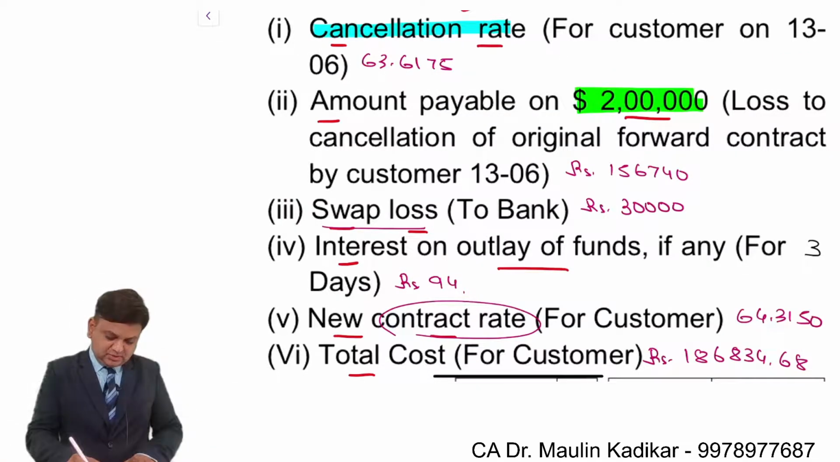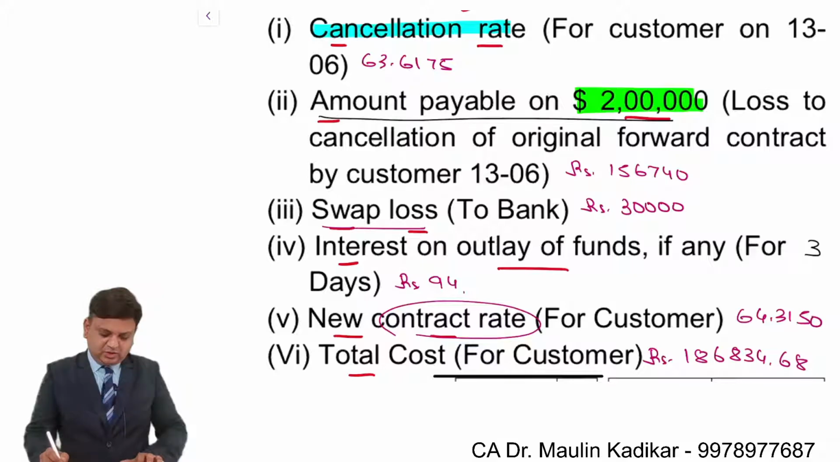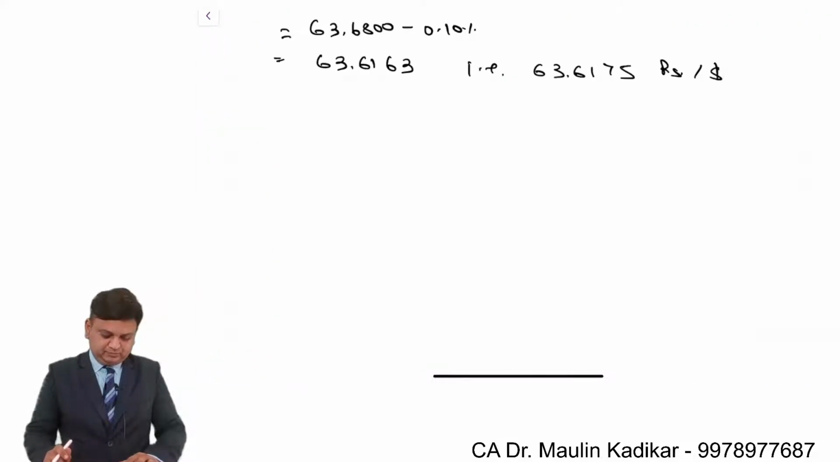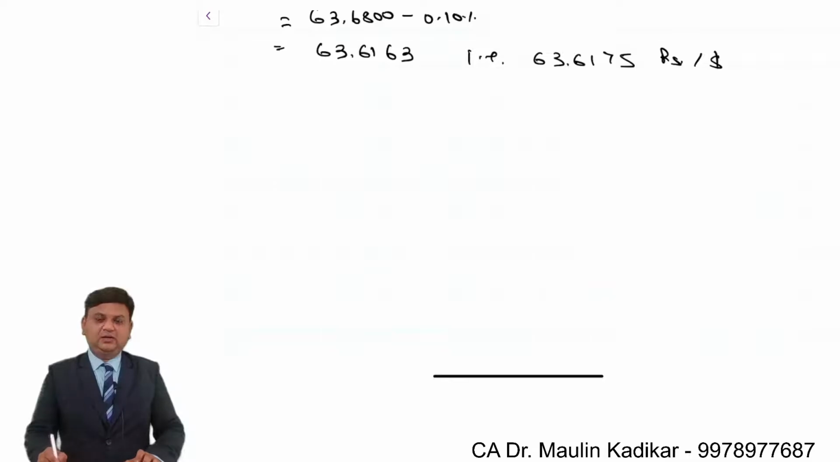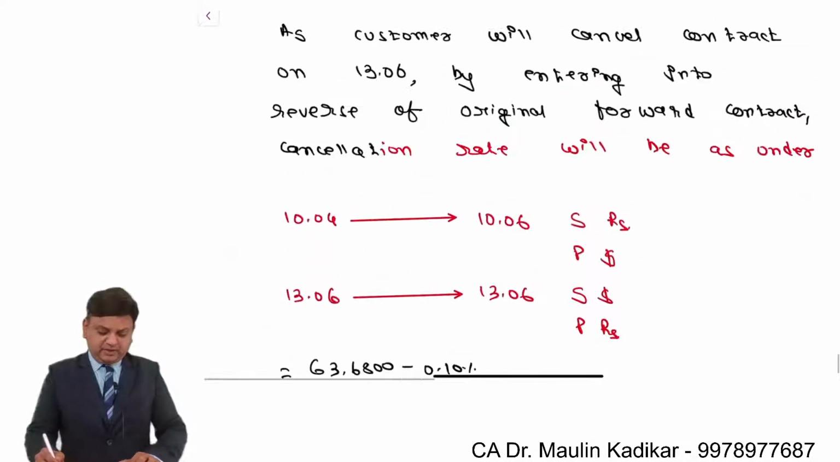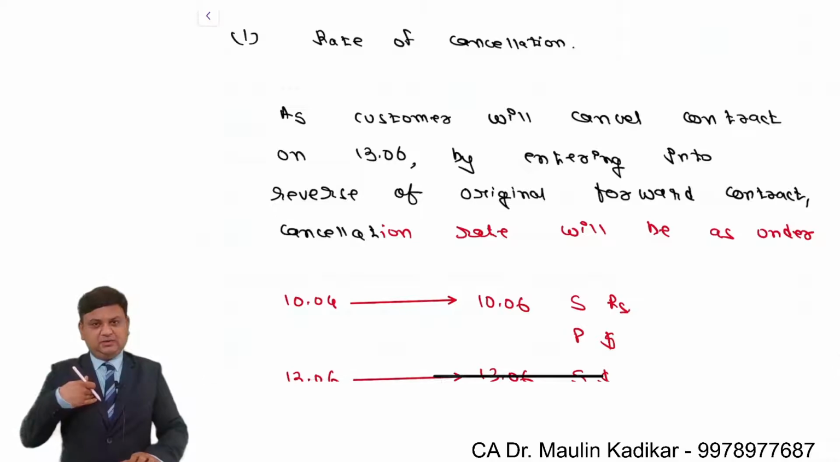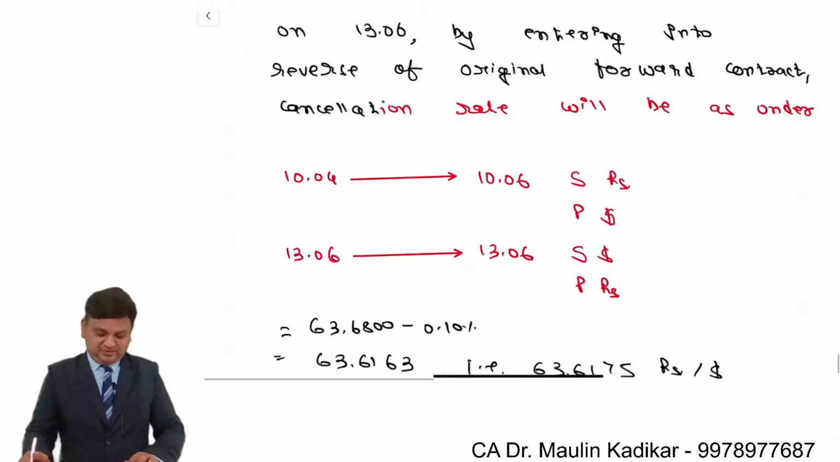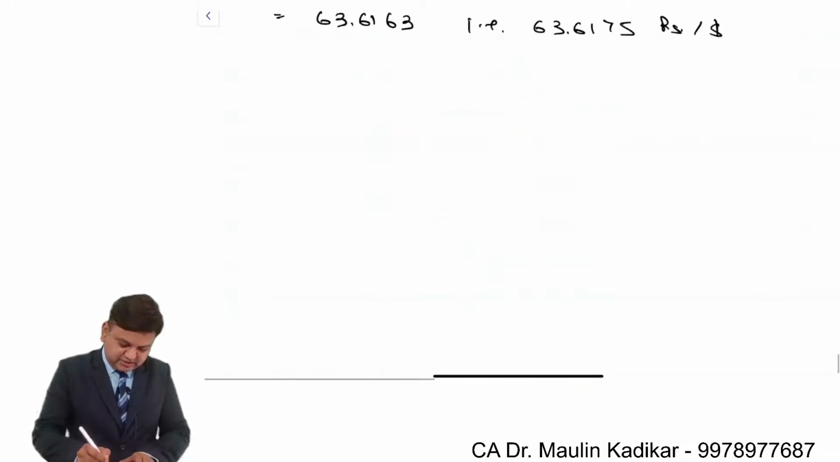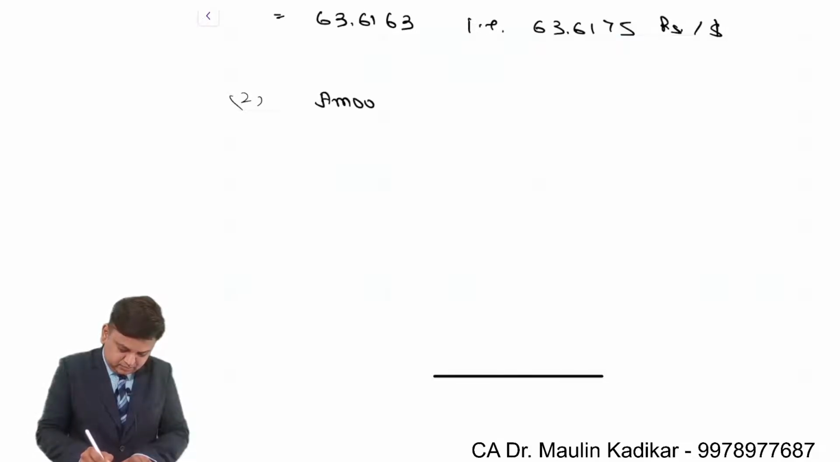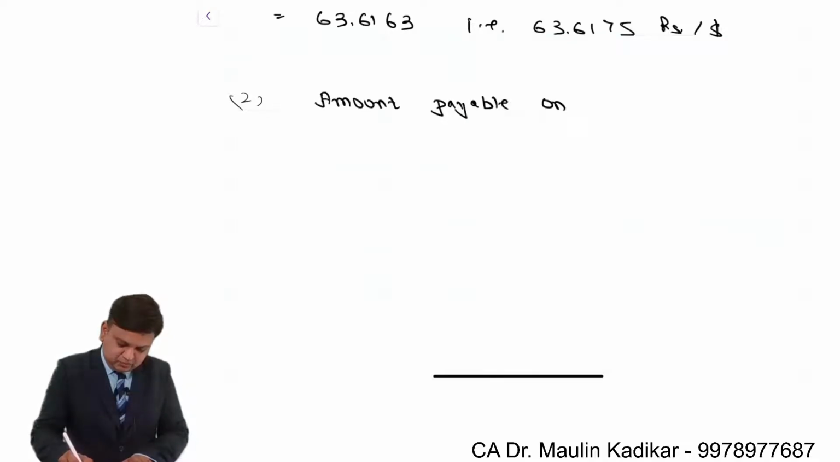Next question is amount payable on $2 lakh. So friends, we understand that we are required to compute the amount payable by the customer on cancellation of the original forward contract on $2 lakh. So answer of the second question. Amount payable on $2 lakhs.